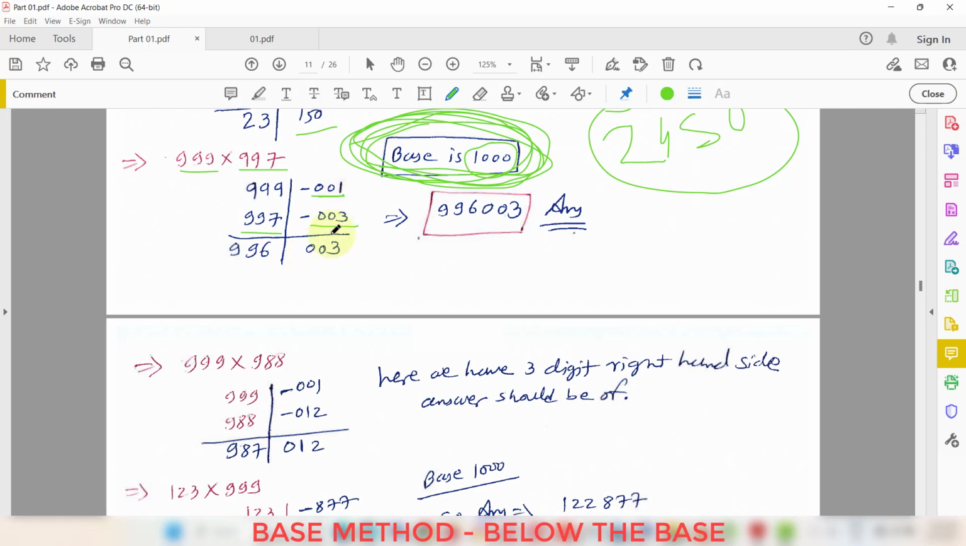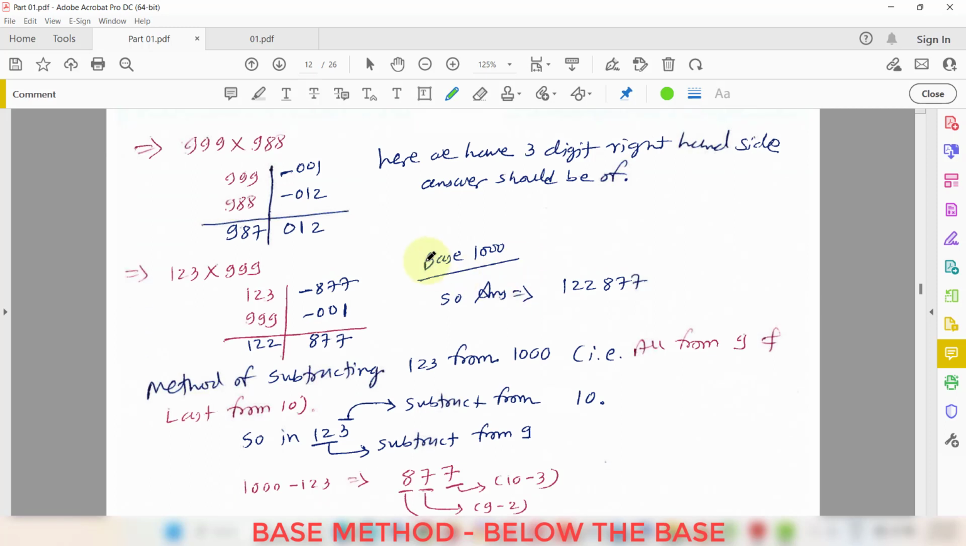So it won't confuse you to add the zeros or to remove the zeros. So 1 into 3, that is 3, and we have to write 00 here, because we have to write the number in 3 digits. And then 999 minus 3, that is 996, or 997 minus 1, that is also 996. So our answer will be 996 and 003. Okay.